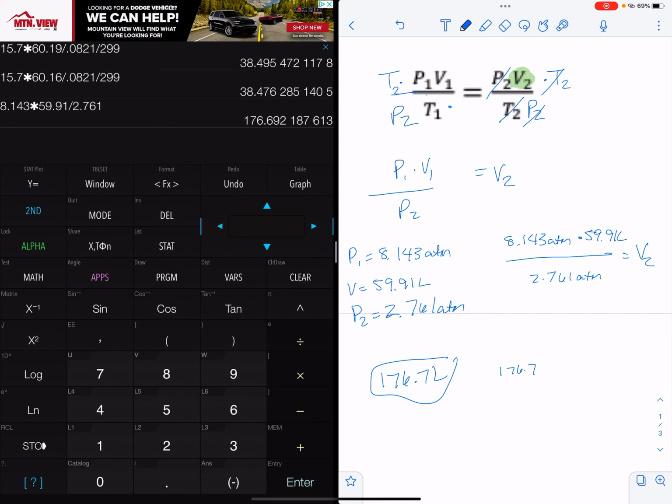The reason that it had 4 sig figs is because this had 4 sig figs, this had 4 sig figs, this had 4, it all had 4 sig figs, so the answer had to be 4 sig figs. And again, if you weren't sure on the unit, the ATMs cancel, so I'm left with liters as the unit.